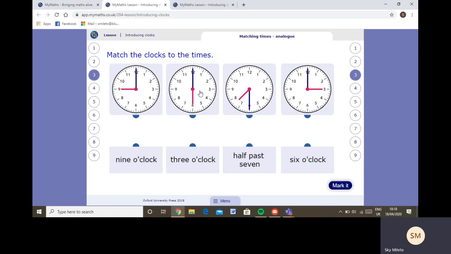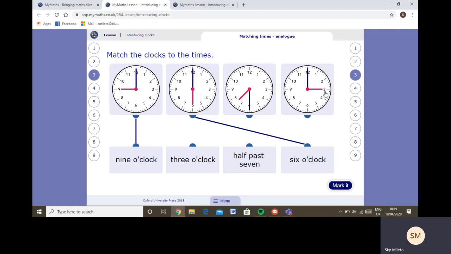Okay, so you can see the hour hand's at the 6 and the minute hand's at the 12. So this must be 6 o'clock. This one, the hour hand's at the 12, so it's an o'clock, and the minute hand's at the 12, so it's an o'clock, and the hour hand's at the 9. Now, we know we've got 7:30 and 3 o'clock left.